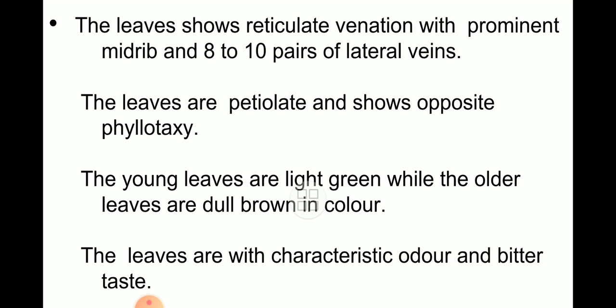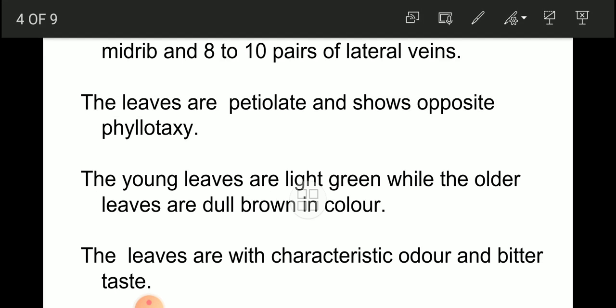Now the young leaves are light green while the older leaves are dull brown in color, that you have to keep in mind. How to identify the useful leaf of that plant, isn't it? Young leaves are definitely light green in color, while the older leaves are dull brown in color. Now the leaves have a characteristic odor and bitter taste.